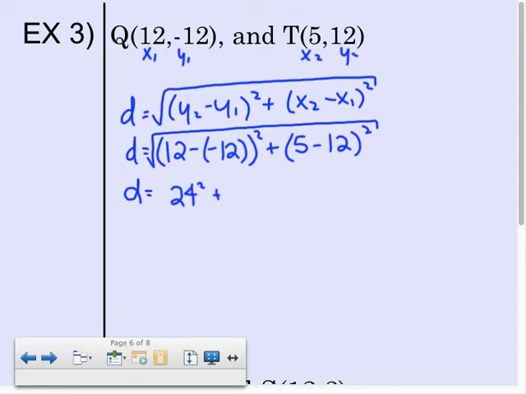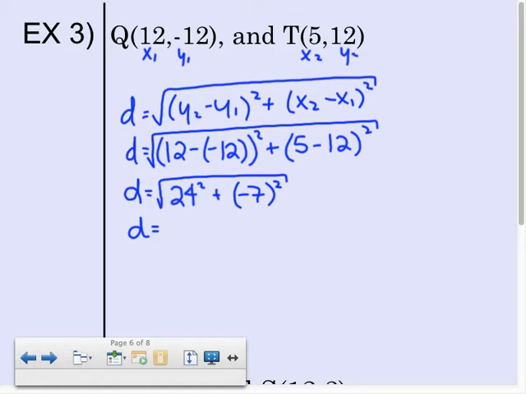Plus 5 minus 12, we should get a negative 7. I always put my negative numbers in parentheses. And we're still taking the square root of the whole thing. Use your calculators if you need to.